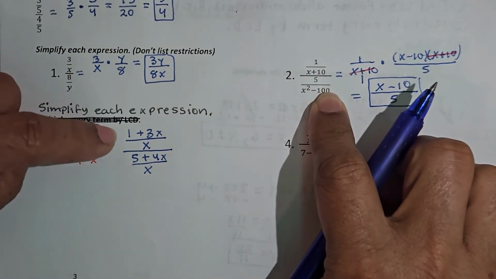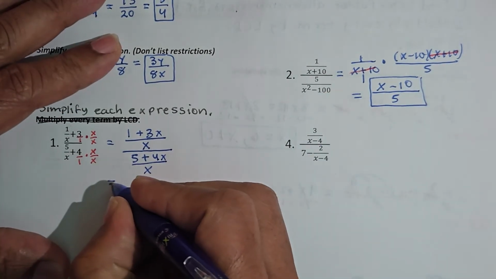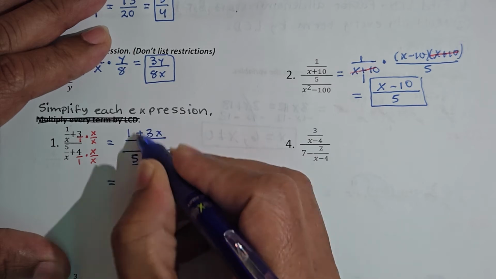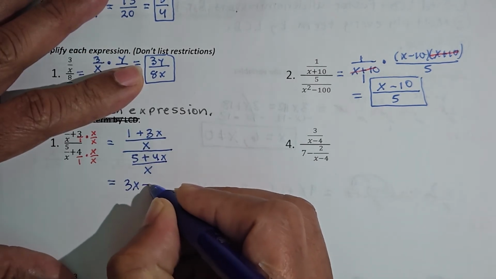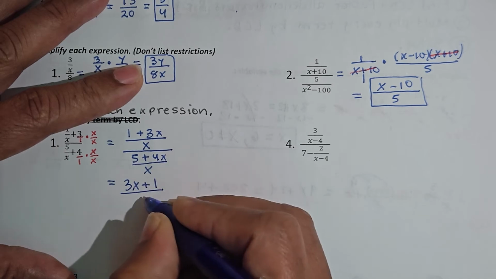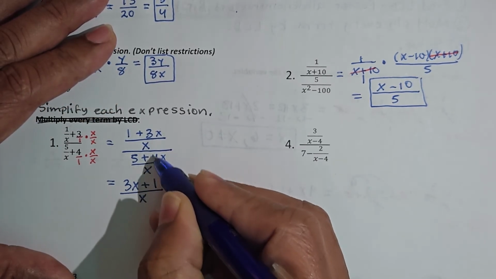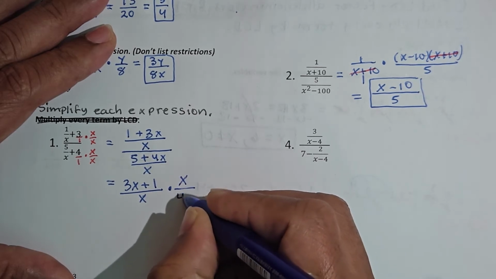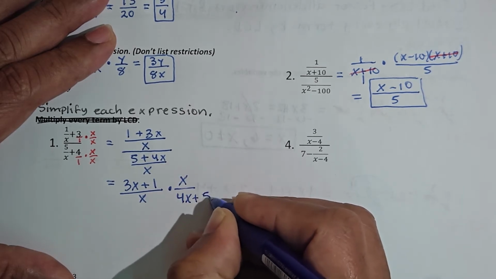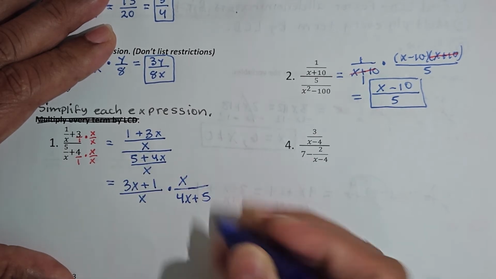So I'm going to change this to multiplication. I'm going to keep the numerator as it is, and I'm going to switch them around. I'm going to bring the x to the front, so that it's written in standard form. So 3x plus 1 over x times, changing this to multiplication, I'm going to take the reciprocal of this. So this is x over 4x plus 5. And notice I also switched this 4x and the 5 so that this is in standard form.